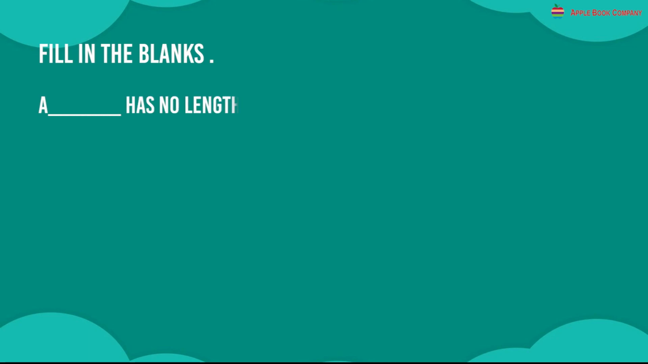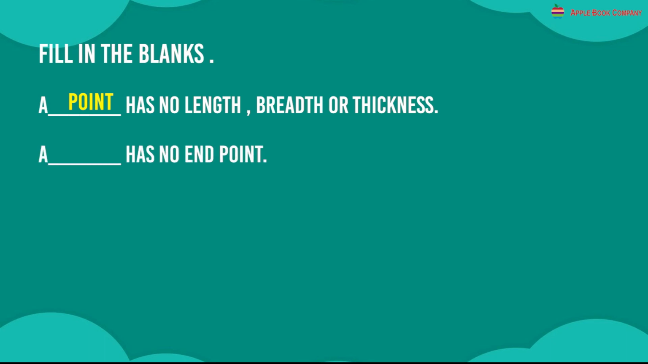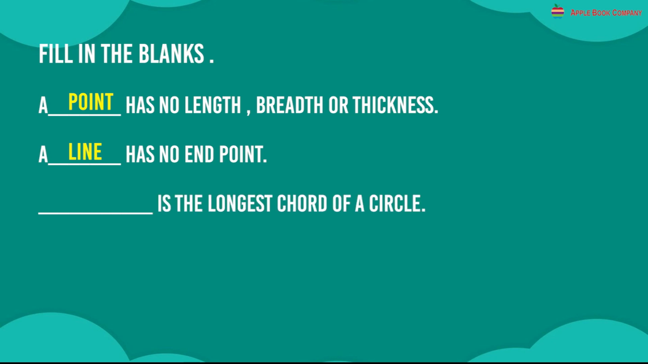Next question. Fill in the blanks. A dash has no length, breadth or thickness. We know that a point has no length, breadth or thickness. A dash has no end point. That is a line. A line has no end point. Next one. Dash is the longest chord of a circle. Diameter is the longest chord of a circle.